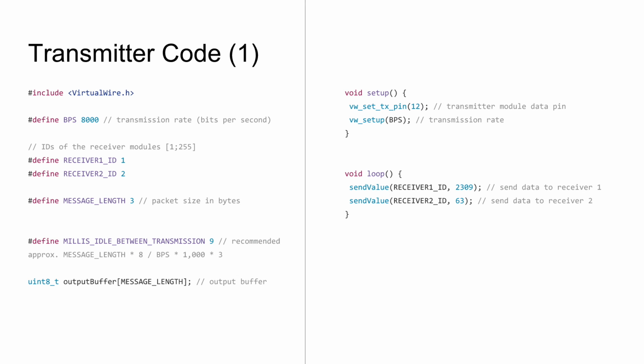So I want to talk about the code swiftly. Here you can see some definitions for the transmitter code. And inside the loop function you can see two calls to the send value function. The first one sends to the receiver number one, and the second one to the second receiver. The second parameter passed to the function is the actual value, in this case containing 2 bytes, which is an integer on the Arduino.